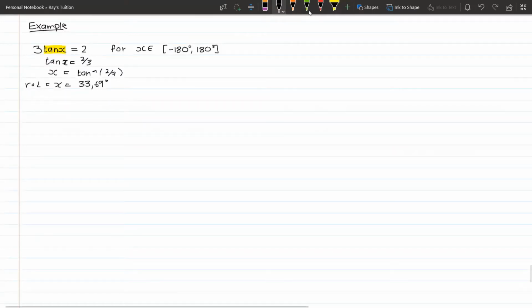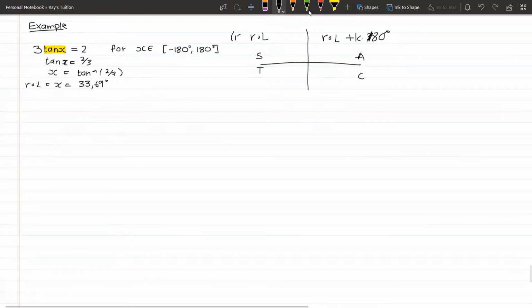The next thing we have to do is find the general solution. So I'm going to remind you of the diagram that tells us in which quadrant the different ratios are positive and what the general solution is. In the first quadrant, since we're dealing with tan, our period is 180, so it would be reference angle plus k times 180. In the second quadrant, this would be 180 minus your reference angle plus k times 180. In the third quadrant, the general solution would be 180 plus your reference angle plus k times 180. And in the fourth quadrant, it would be 360 minus your reference angle plus k times 180.